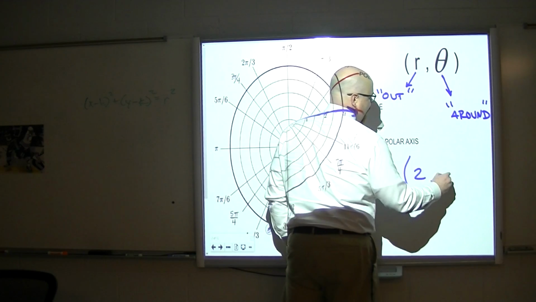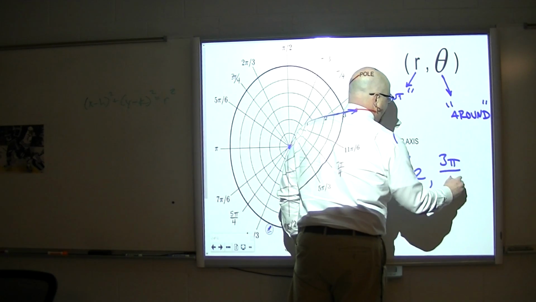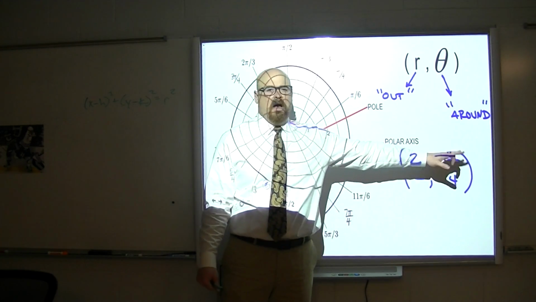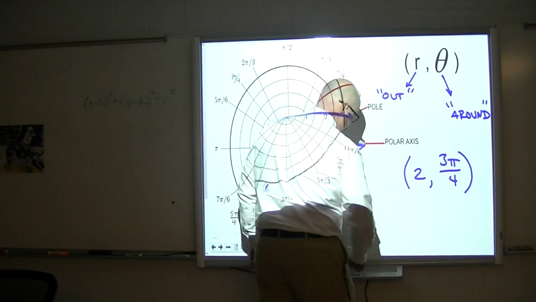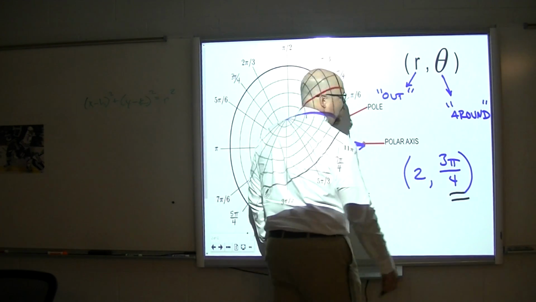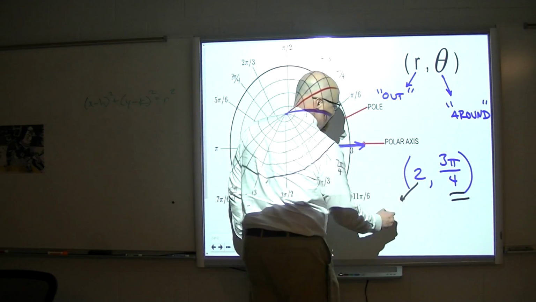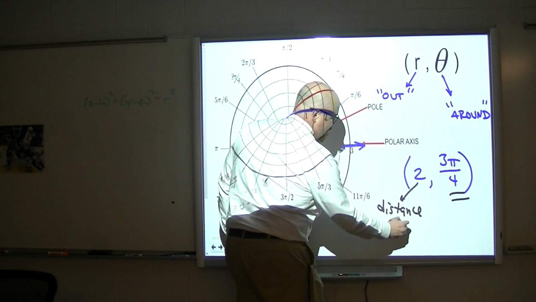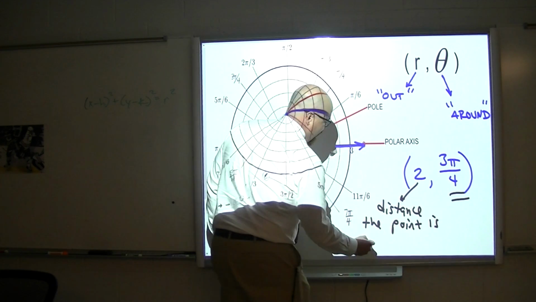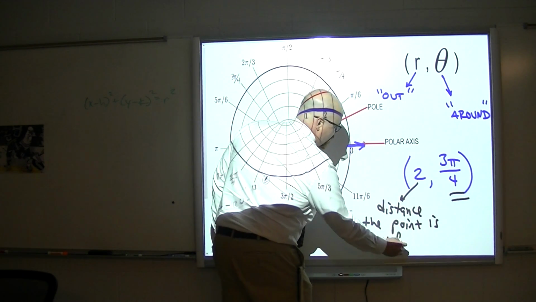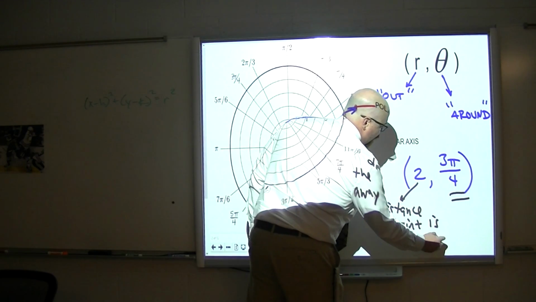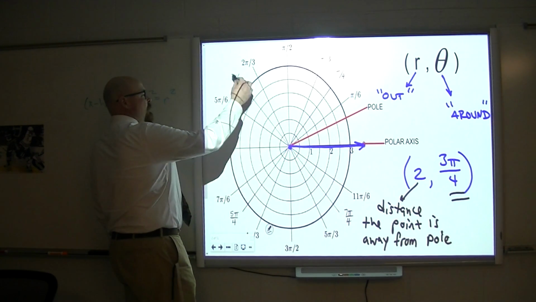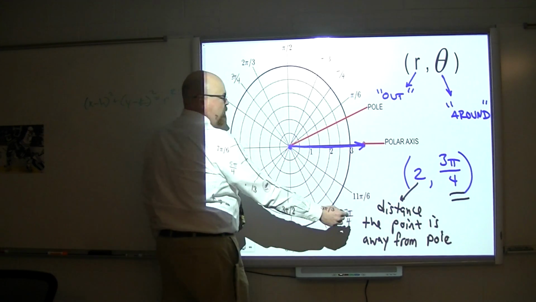Let's say 2 comma 3 pi over 4. What they're saying when they give you an ordered pair like this, 2 comma 3 pi over 4, is rotate this far around the pole, and then this is the distance the point is away from the pole. That's what we mean when we talk about out. So we move to where 3 pi over 4 is. Here's 3 pi over 4 right here, and then we move out 2 units.